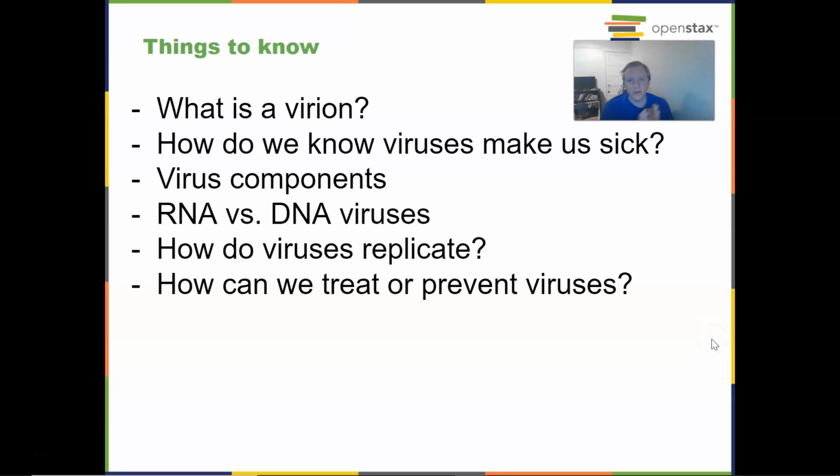So in this lecture, we're going to be going through chapter 17, which is viruses and immunity. In addition to giving you guys a little bit of history, we're going to be talking about what is a virion, how do we know that it's the viruses that are making us sick, or how was it discovered that it wasn't some bacterium or toxin that was making us sick? What are the components of viruses? DNA versus RNA viruses, how do viruses replicate, and how can we treat or prevent viruses? Not necessarily in that order.